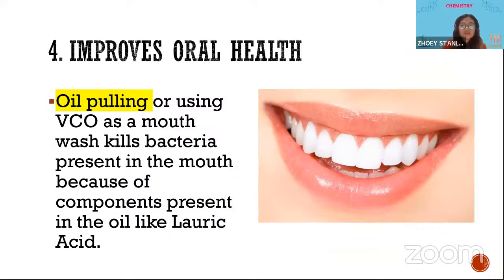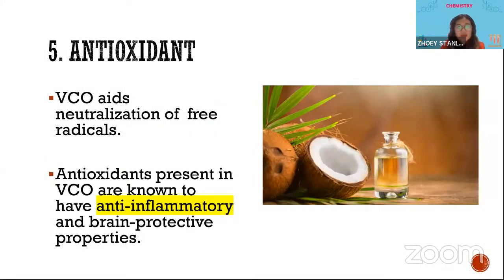Okay, so it also improves oral health. Oil pulling, or using VCO as a mouthwash, kills bacteria present in the mouth because of components present in the oil like lauric acid. Next slide, please. VCO is also an antioxidant because it aids in the neutralization of free radicals. Antioxidants present in VCO are known to have anti-inflammatory and brain protective properties. VCO exhibited an inhibitory effect on chronic inflammation by reducing the transudative weight, granuloma formation, and serum alkaline phosphate activity. Next slide, please.